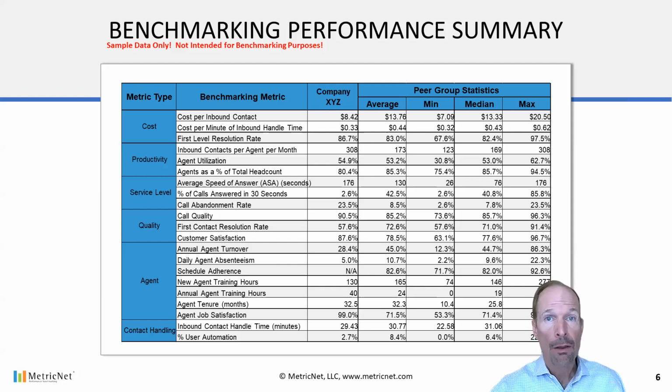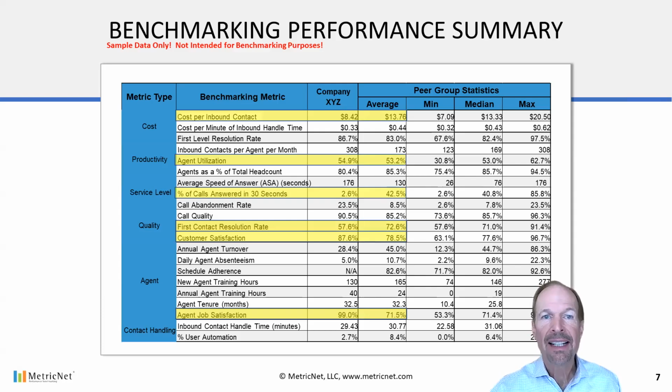Next to the median on the far right of this chart is the maximum, which again does not mean good or bad. Rather, it's simply the highest value in the benchmarking peer group. There are 32 contact centers in this benchmark. So what you're seeing here in the 4 columns on the right of the table are the statistics for those 32 contact centers. Now, there's a lot of insight to be gained from this chart. We could spend an hour on this chart alone, but I won't do that.